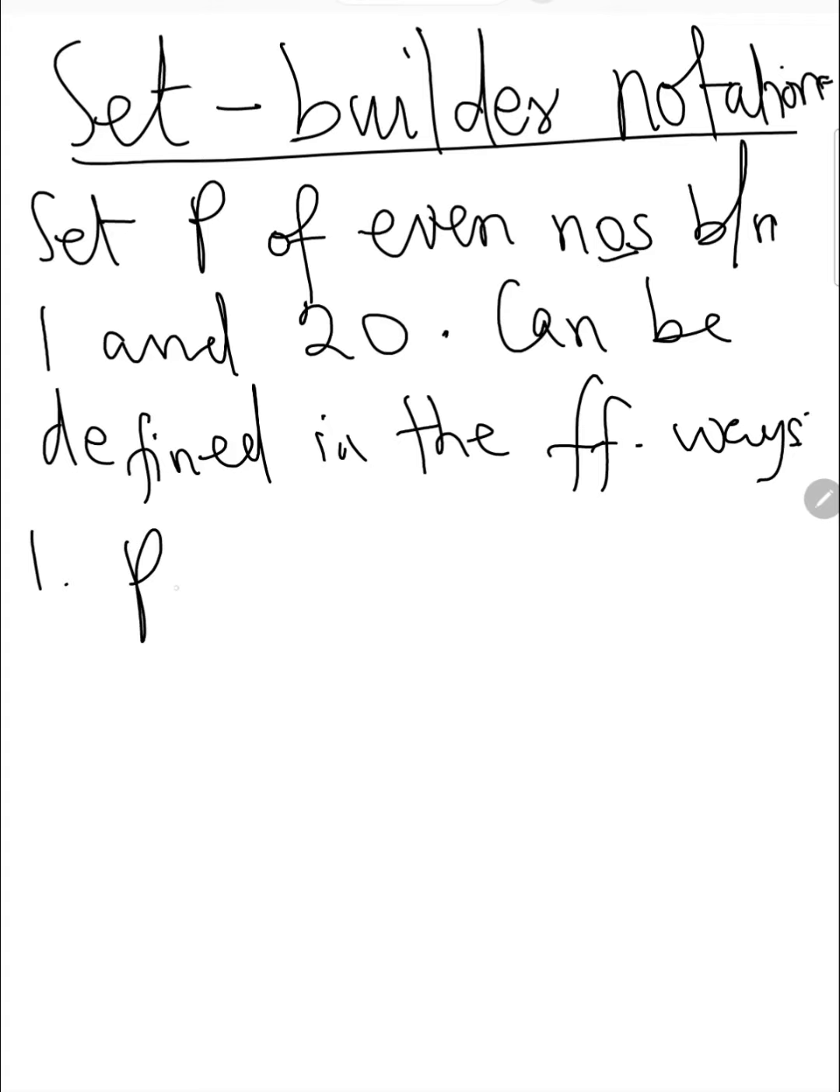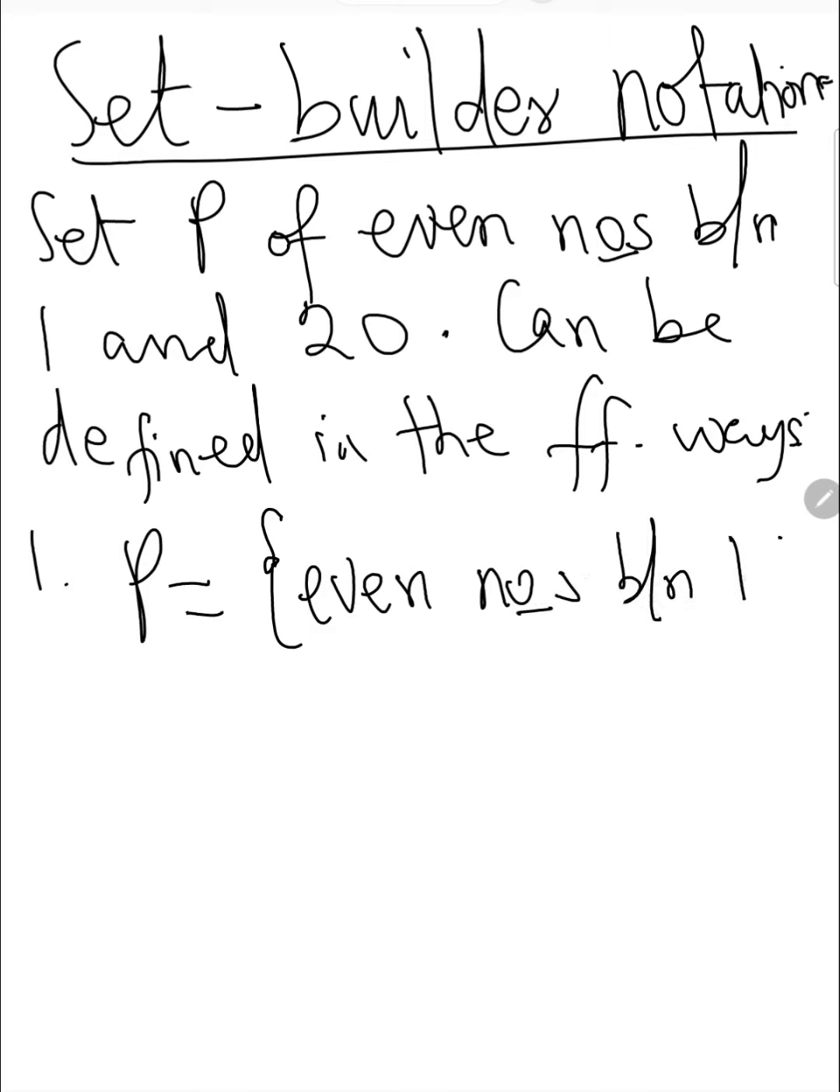So let's look at the first way. It can be defined as P is equal to, then we open our curly brackets, then we can spell even numbers between 1 and 20. Then the bracket is closed. So we can write P is equal to the set of even numbers between 1 and 20. That's one way.